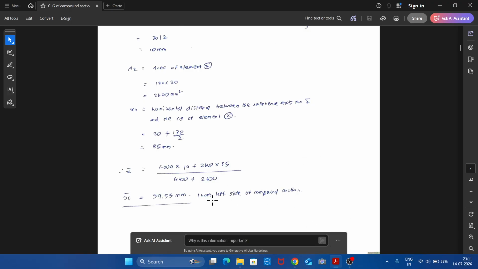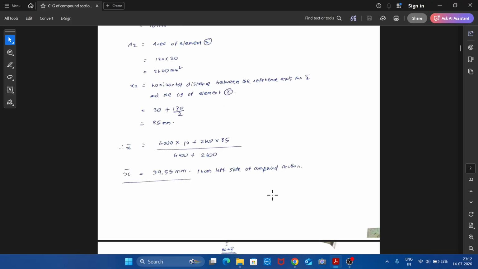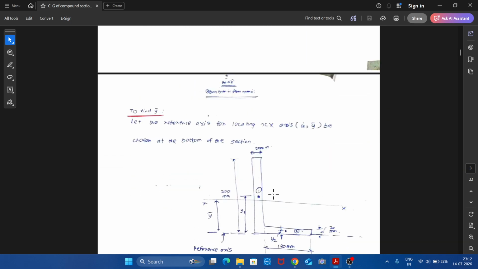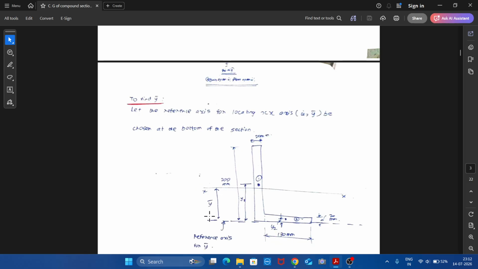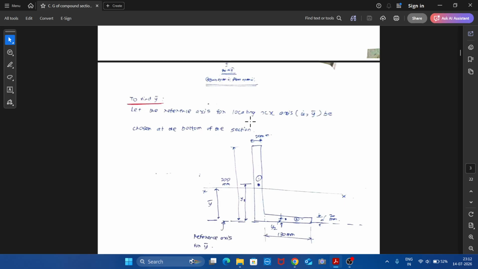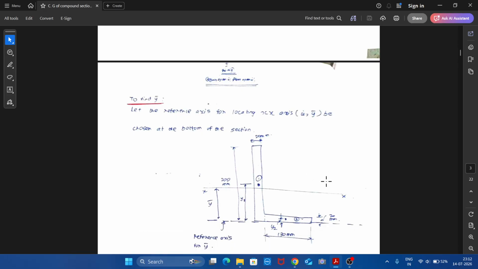This is more important. This we need to mention because the x bar can also be the distance from the right side. But since we have chosen the reference axis from the left side, we need to specify it clearly. Now we'll go to find y bar. So for this y bar, we need to choose a reference either at the bottom of the section or at the top of the section to locate y bar, okay, or to find y bar. So here in this problem, we have chosen the reference axis for locating x-axis at the bottom. So all the distance we need to find from the bottom only.